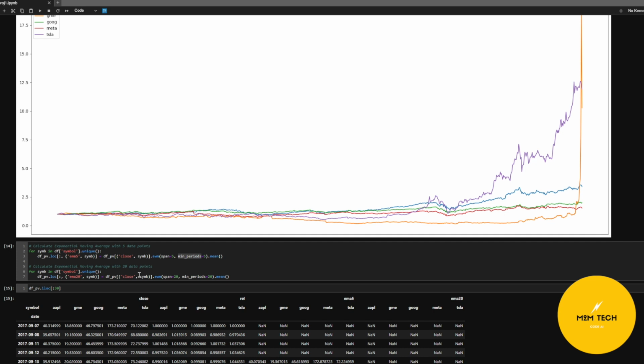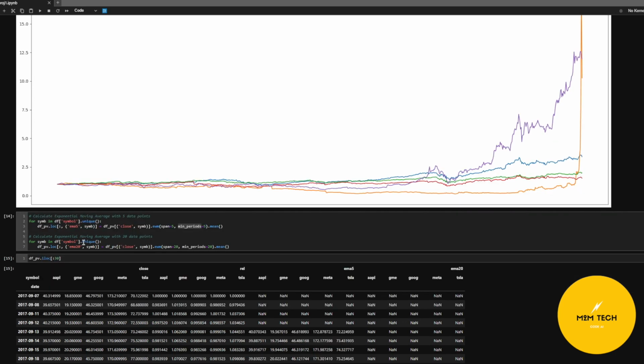Okay, and yeah, you can see that the first day that we have EMA5 will be the 5th day, because that's when we have all the 5 stock data points. And the first day we have EMA20 will be the 20th day.